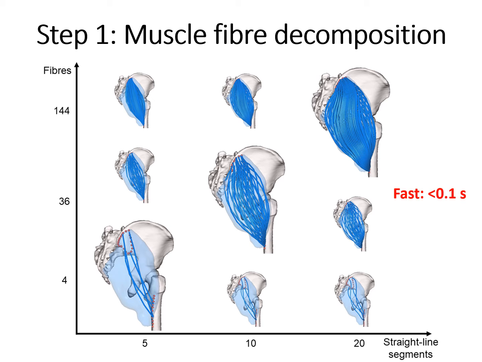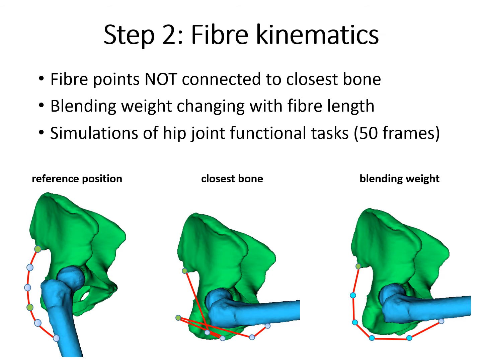They take milliseconds to be executed, but they generate just a static model, while we are interested in simulating joint and muscle kinematics as well. The second step of our proposed method implements the fiber kinematics, meaning how these highly discretized muscle representations move in space when their attachment bones are changing their position and orientation.